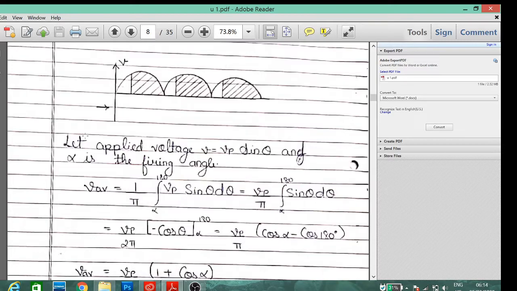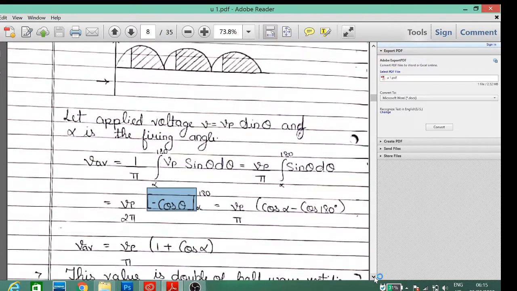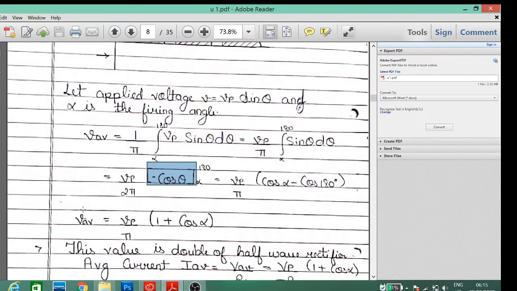Now let the applied voltage be Vp into sine theta. Now alpha is the firing angle. We get V average is equal to integration from alpha to 180 degrees of Vp sine theta, and Vp is a constant value that will be taken out. Integration of sine theta d theta from alpha to 180 degrees results in minus cos theta from alpha to 180 degrees. If we write, cos of 180 degrees is nothing but minus 1, that results in the average output voltage being Vp divided by pi into 1 plus cos of alpha.